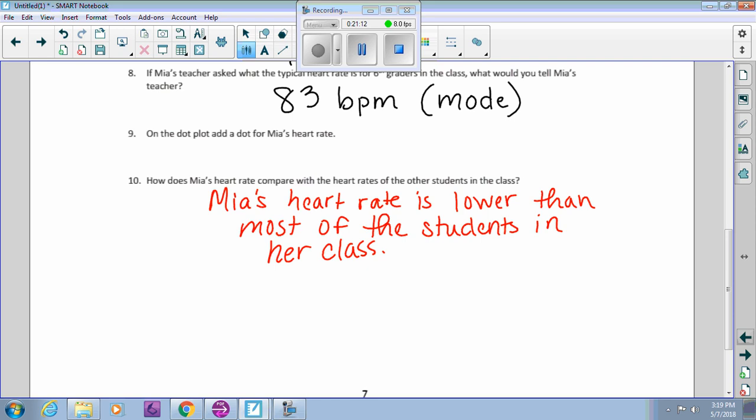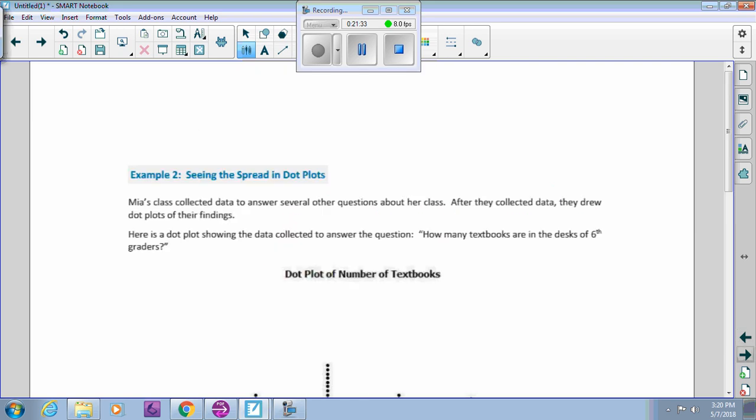All right, so finish writing that, and then we're going to move on. We're going to look at a few more dot plots, and then you will get started on some of your homework. And then tomorrow you'll be making your own dot plot. Hopefully I can get this wrapped up because we're going to run out of time here. All right, so let's go to the next page.